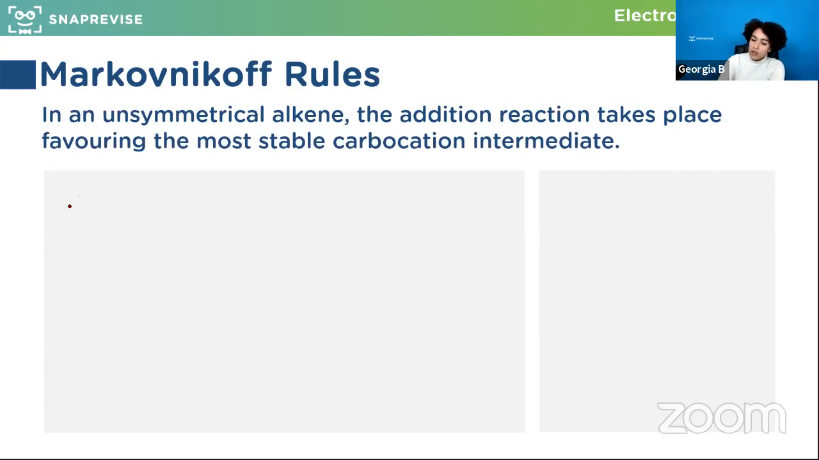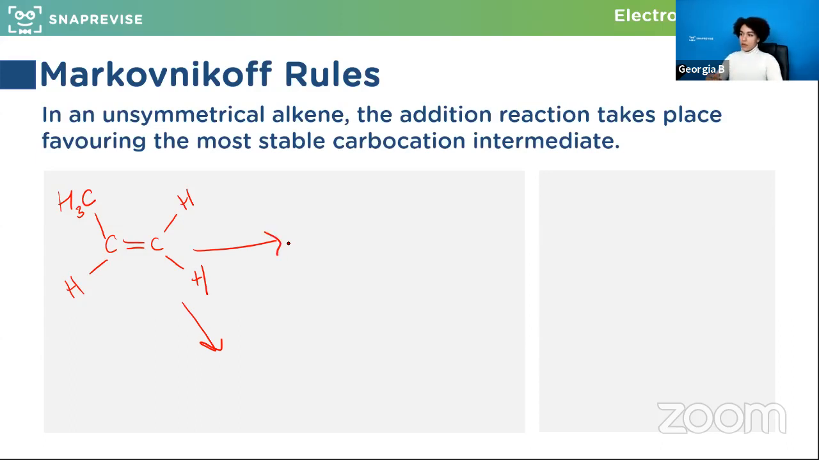So I'm gonna draw a non-symmetrical alkene. Vanshika, they don't call it Markovnikov in AQA, I don't think. Right, so we have a non-symmetrical alkene. We have a propene this time. So there are two possible products with propene. There are two possible intermediates.